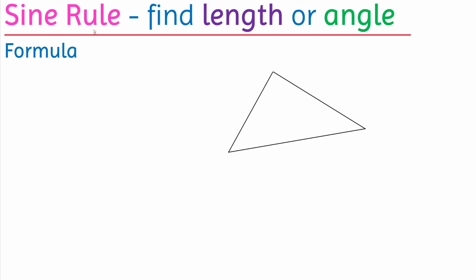Okay, so we're going to have a look at the sine rule, and we're going to have a look at the sine rule to find the length of a side or an angle, and the sine rule works in triangles. So the sine rule is often written as sine A over a equals sine B over b equals sine C over c. Now, what does that mean?